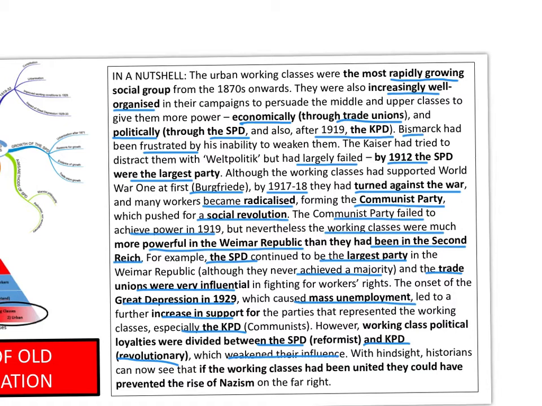But unfortunately, the SPD and the KPD, both Marxist parties, both socialist parties, rather than work together to support the working classes and to prevent the rise of Hitler, focused more on their own internal disagreements. The SPD wanted a reformist pathway to support the workers, and the KPD wanted a revolutionary pathway. And so there's that key point.